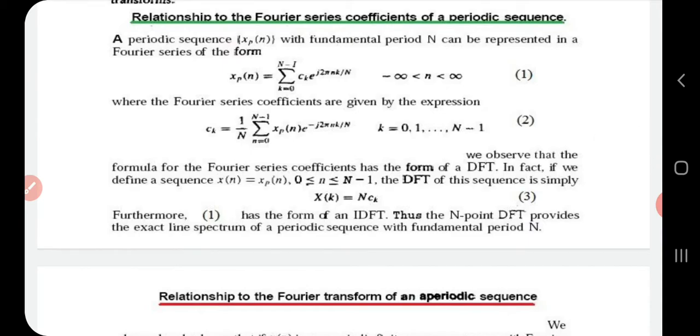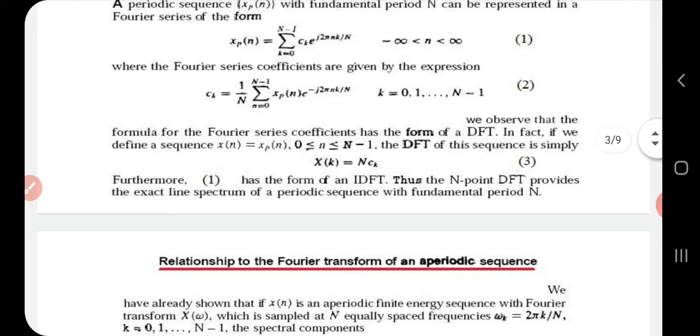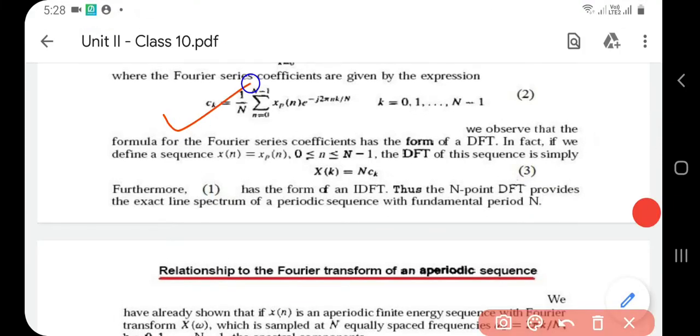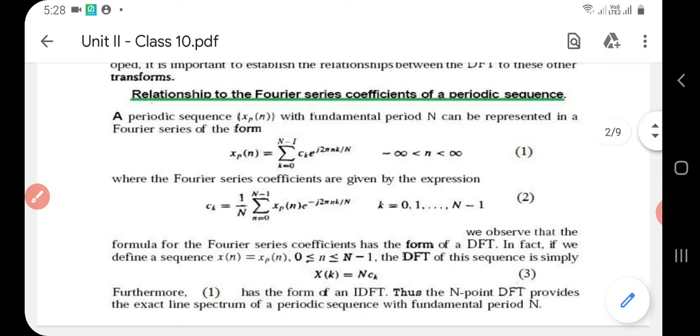So here we observe that the formula for the Fourier series coefficients, that is c_k, has the form of a DFT, which is quite clear. In fact, if we define a sequence x(n) similar to the periodic sequence xp(n), with n ranging from 0 to N minus 1, then the DFT of this sequence will be given by X(k) equals N c_k. Here X(k) is the DFT, N is the fundamental period of the periodic sequence, and c_k is the Fourier coefficient.